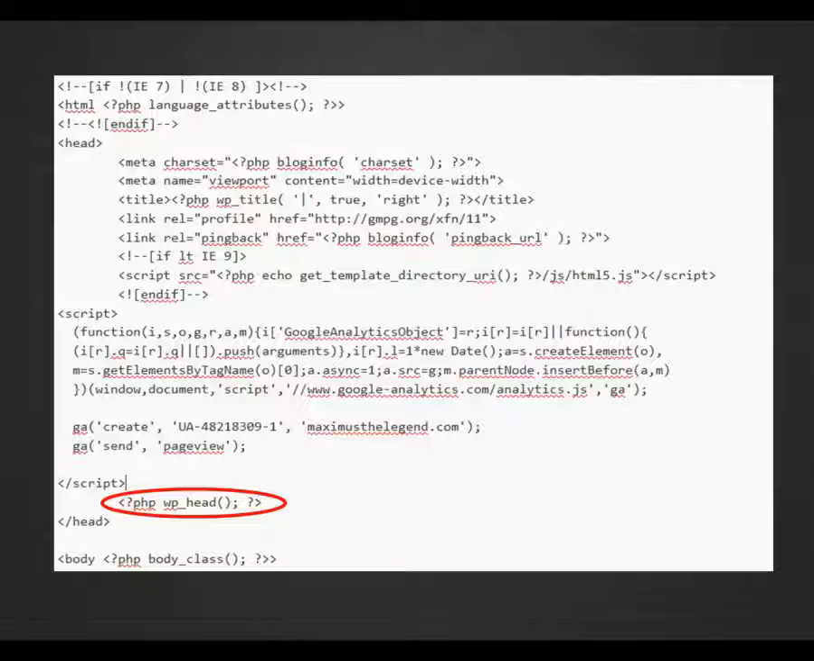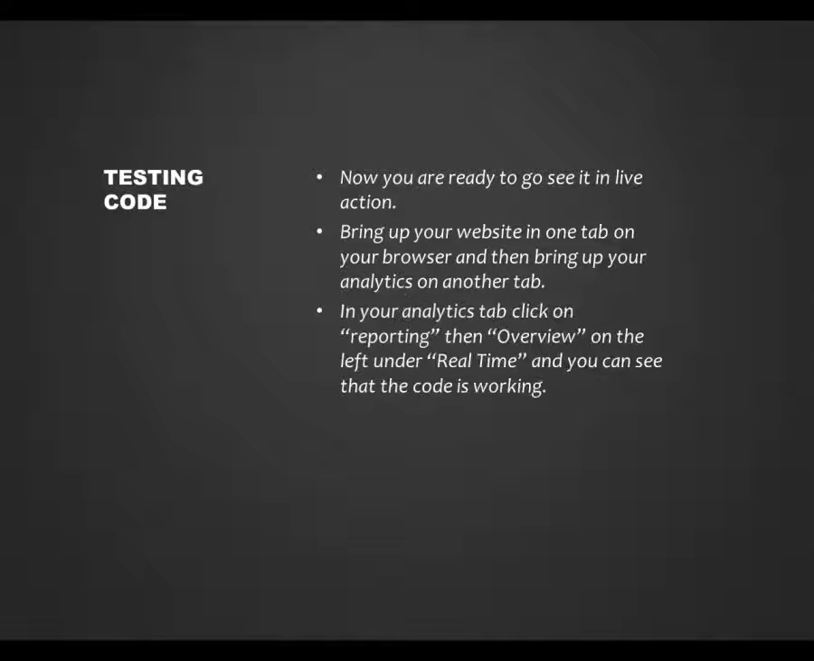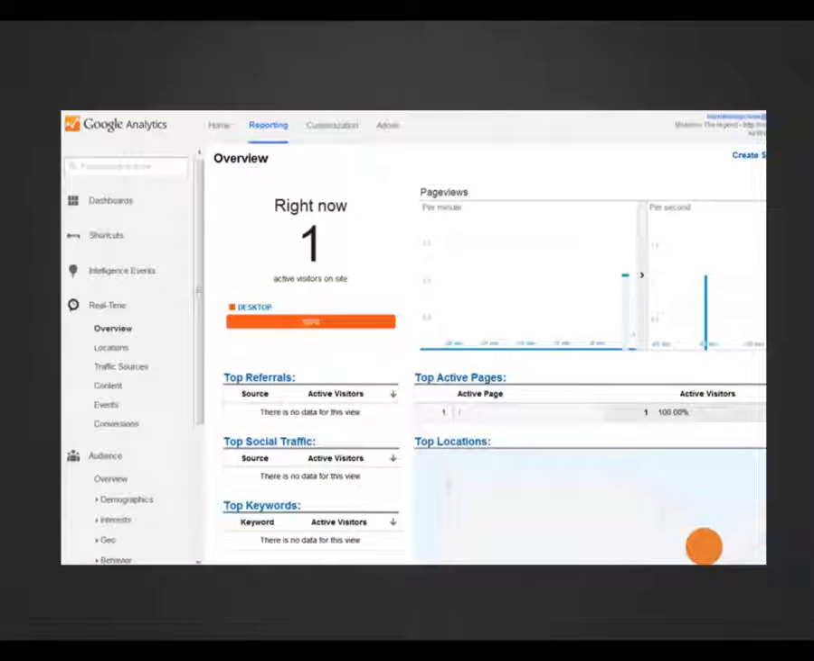And now, you want to click update file, of course, but anytime somebody visits your website, you'll be able to see. You'll also really see it in live action. Bring up your website in one tab on your browser, and then bring up your analytics on another tab. In your analytics tab, click on Reporting, then Overview on the left under Real Time, and you can see that the code is working.